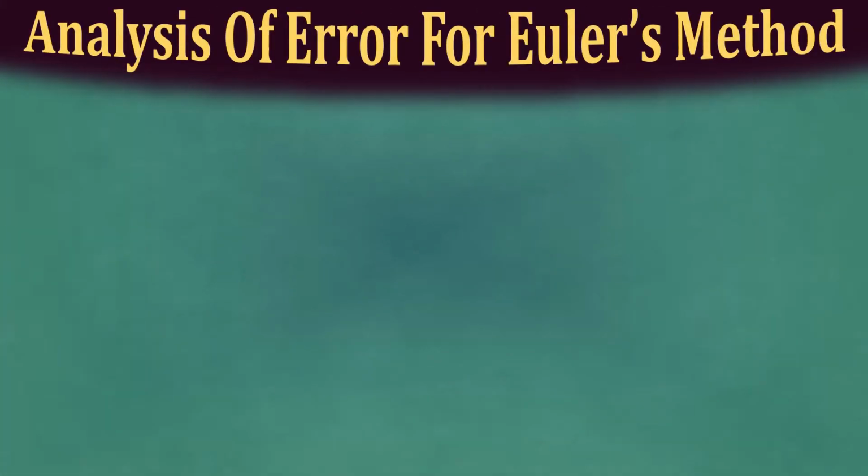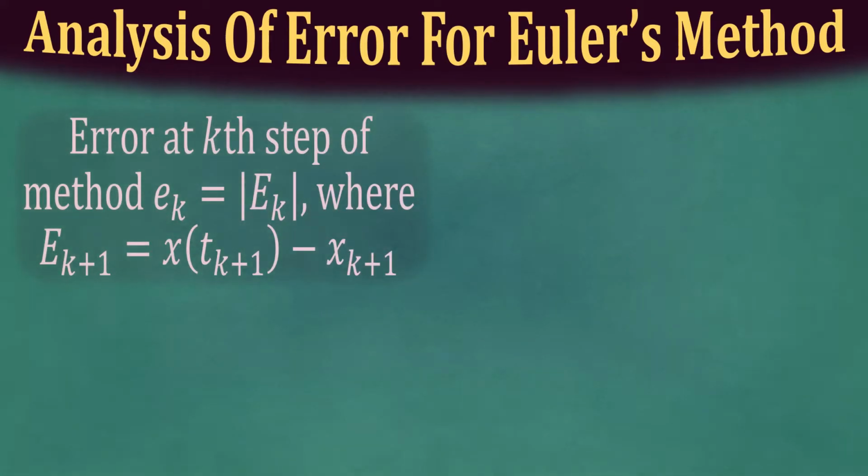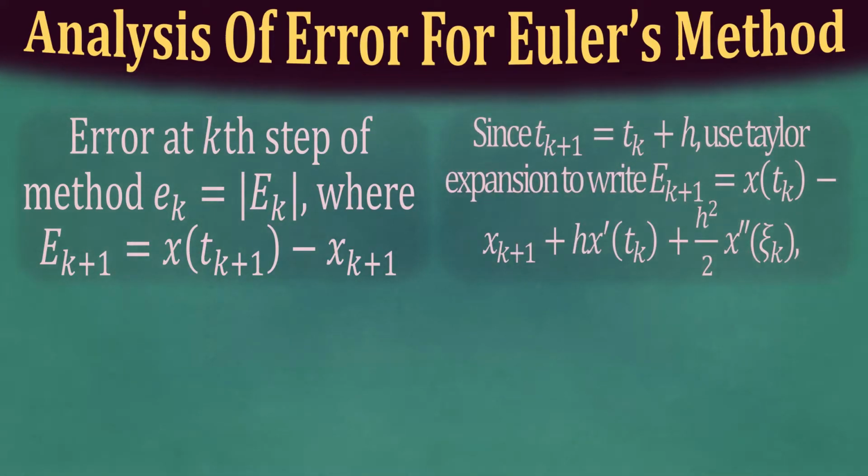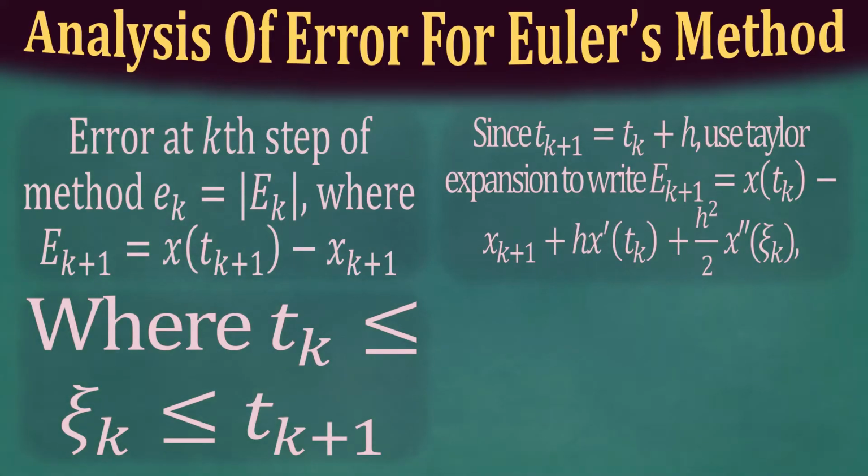Next, let's discuss some analysis of the error for Euler's method. The error at the kth step of a method is ek, which is equal to the modulus of capital Ek, where capital E_{k+1} = x(t_{k+1}) - x_{k+1}. Since t_{k+1} = tk + h, we use a Taylor expansion to write E_{k+1} = x(tk) - x_{k+1} + h x'(tk) + (h²/2) x''(ψk), where ψk is between tk and t_{k+1}.